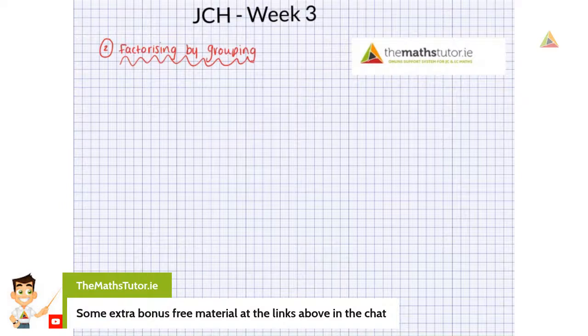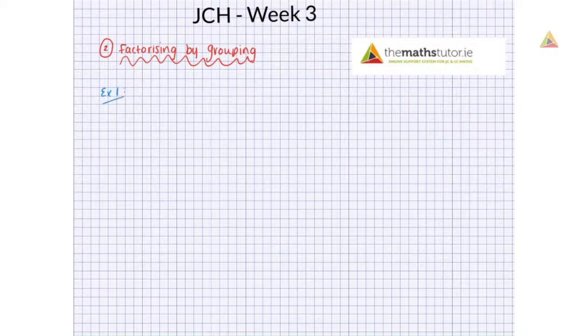Okay, so usually when you're factorising by grouping, you have 4 terms. And I'm going to explain this using an example. So the first example, and the question will be to factorise. So factorise fully. And you're given 3p plus 3q plus kp plus kq. So you're asked to factorise fully those terms, okay?